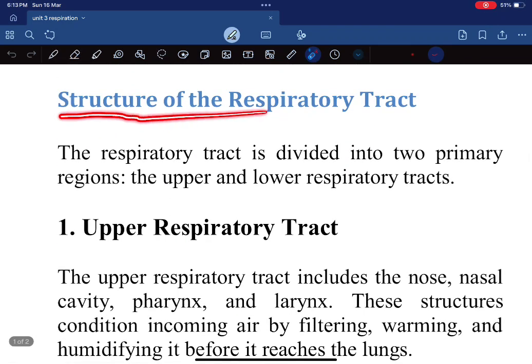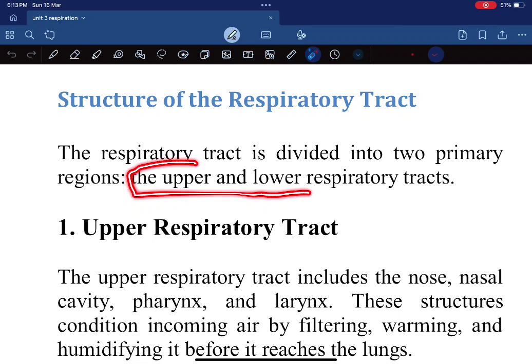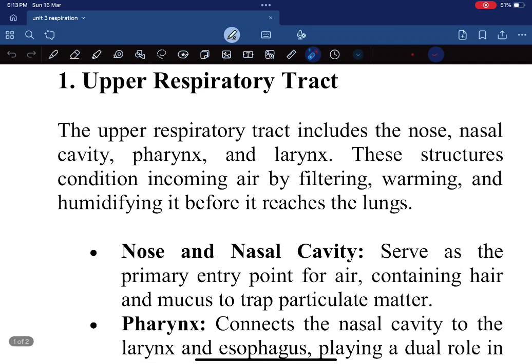Structure of the respiratory tract. The respiratory tract is divided into two primary regions: first, the upper, and second, the lower respiratory tract. First, the upper respiratory tract. The upper respiratory tract includes the nose, nasal cavity, pharynx, and larynx. These structures condition incoming air by filtering, warming, and humidifying it before it reaches the lungs.